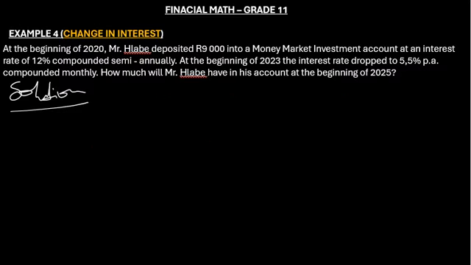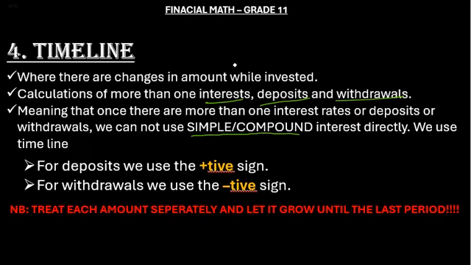Let's analyze the statement first and draw our timeline. At the beginning of 2020, Mr. Hlabe deposited 9,000 Rand into a money market investment account at an interest rate of 12% compounded semi-annually. Look here, this is the change in interest. So when we have a change in interest, it is always wise to use a timeline. I have also made you these notes on the videos above.